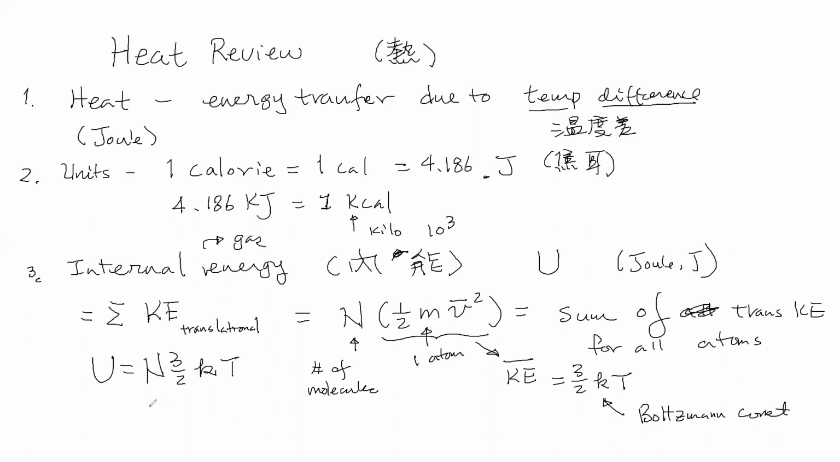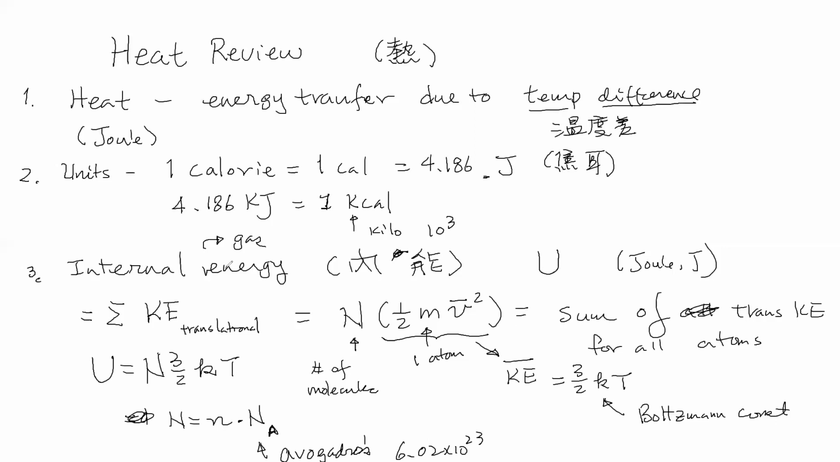So then we can also rewrite this. The total number N is equal to number of mole times the Avogadro's number, capital A. So this is Avogadro's number, 6.02 times 10 to the 23. So that's number of molecule in 1 mole. So when these two are multiplied together, they are equal to the total number.